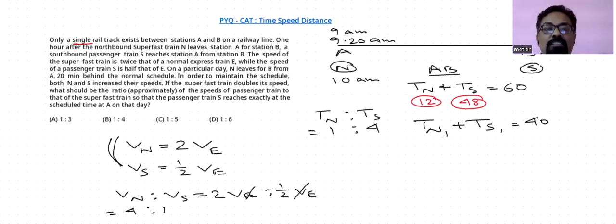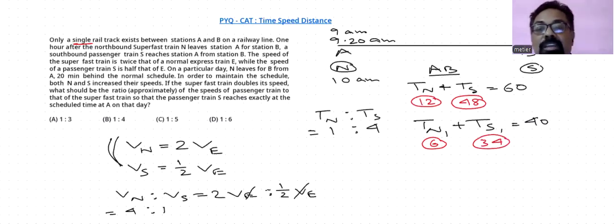When train N doubles its speed, to cover the distance AB, it will take half of the original time. Initially, train N takes 12 minutes to cover A to B. On that day, as it doubles its speed, its time will be halved. So its time will now be 6 minutes. Initially, it was 12. Now it will be 6. But total time is 40 minutes. So if it is 6 here, train S will get 34 minutes on that particular day to cover B to A.